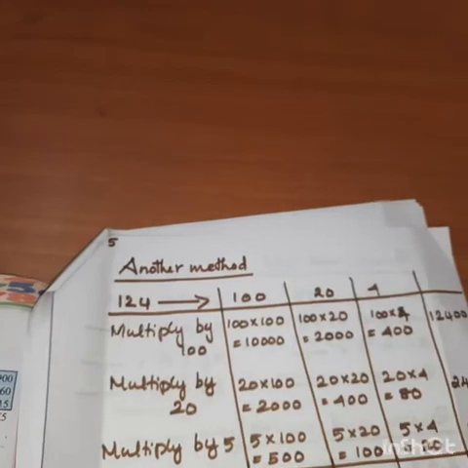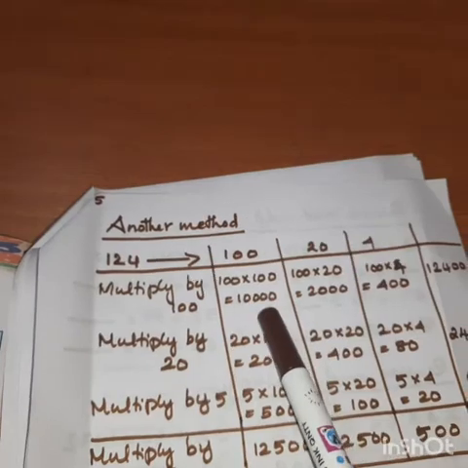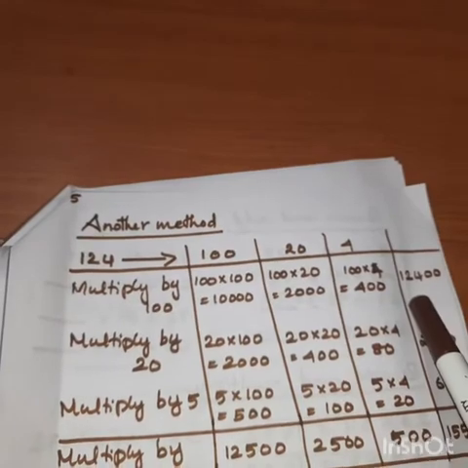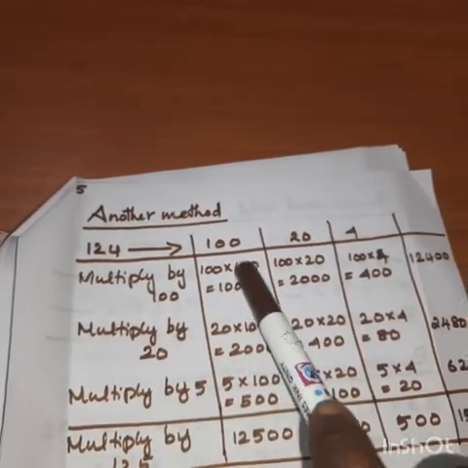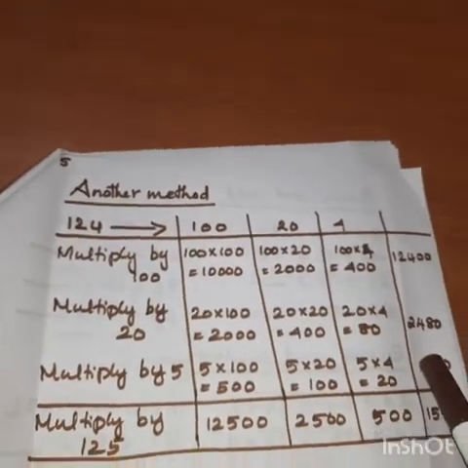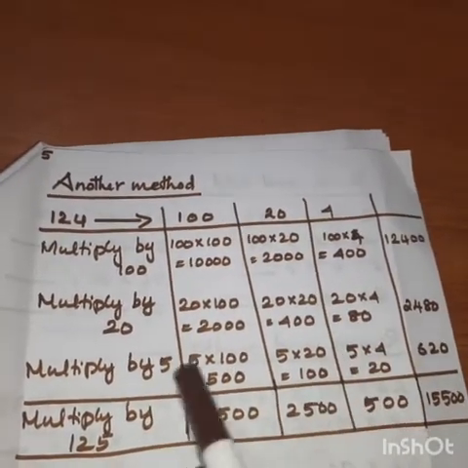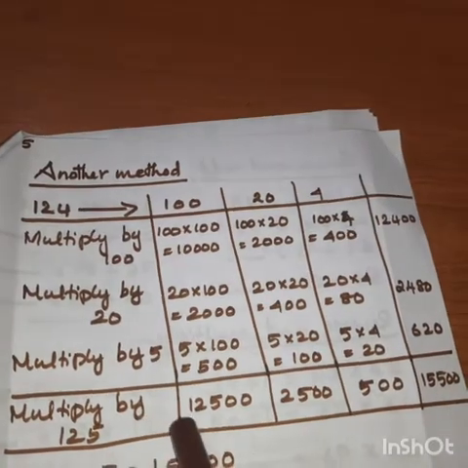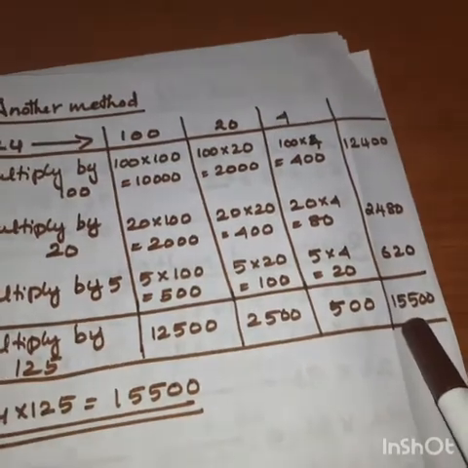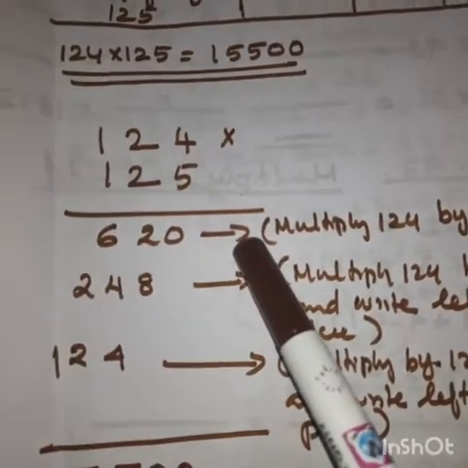And 125 is multiplied as 125. Multiplying by 100, 100 into 100, 10,000. 100 into 20, 2,000. 100 into 4, 400 total, 12,400. Multiplying by 20, 20 into 100, 2,000. 20 into 20, 400. 20 into 4, 80, 2,480. Multiplying by 5, 5 into 100, 500. 5 into 20, 100. 5 into 4, 620. Multiplying by 125, 12,500, 2,500, 500. Answer is 15,500.